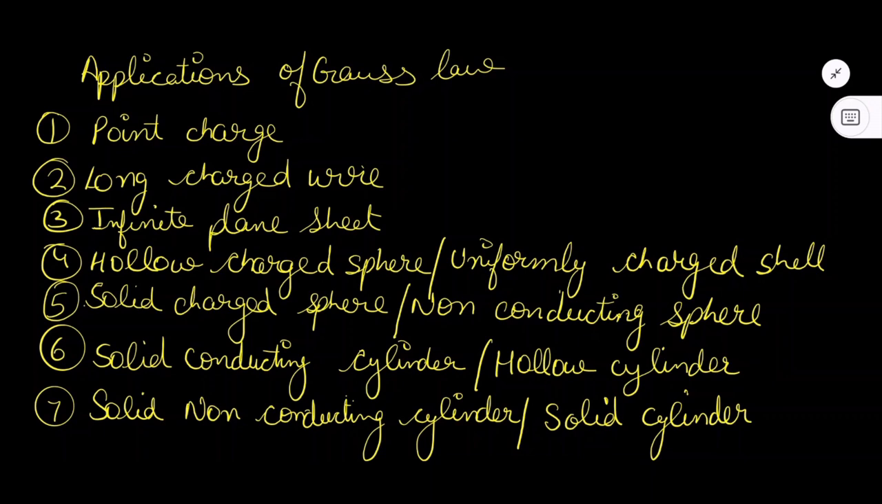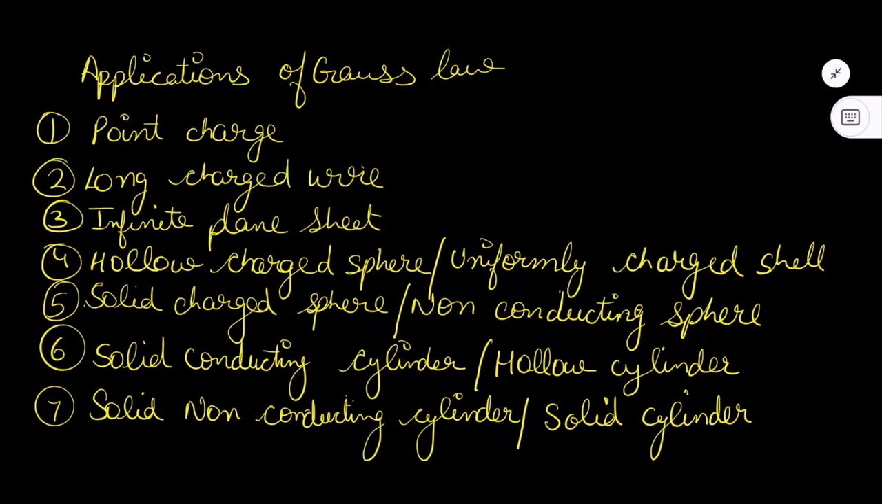In the last class we were discussing the applications of Gauss law, where we have discussed the point charge, long charged wire, infinite plane sheet and hollow charged sphere, which we also call a uniformly charged spherical shell, since none of the charge will be distributed inside the sphere. So we can say this also, right?